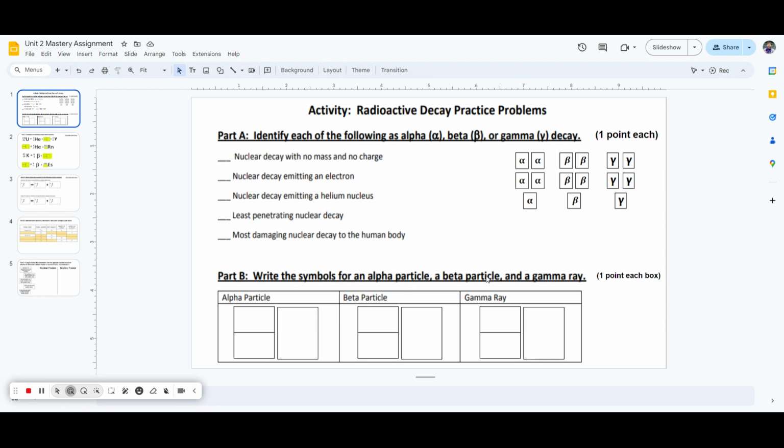Part B, write the symbols for an alpha particle, a beta particle, and a gamma particle or gamma ray. Okay. So you have the 3 types of radiation. You'll want to double click into each box here. Okay. And what you need to do is just type in the mass number, the atomic number, and the symbol for each of these particles. And you should be able to look back through our notes if you don't remember to get that information.